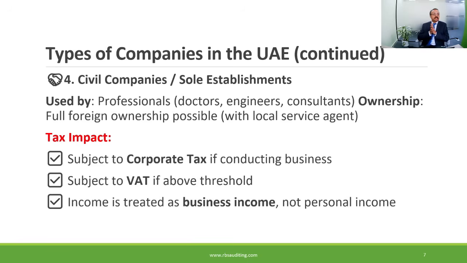The next type of companies are civil companies or sole establishments. Civil companies are for professionals like doctors, engineers or consultants who want to set up a company. That means 2 or 3 people jointly enter into a contract, which is called a civil company. Sole establishment means a single-person company is set up. At the end of the company's name, there will be no LLC or FZE. Civil companies are mainly in the mainland, and sole establishments can be in a free zone or the mainland.